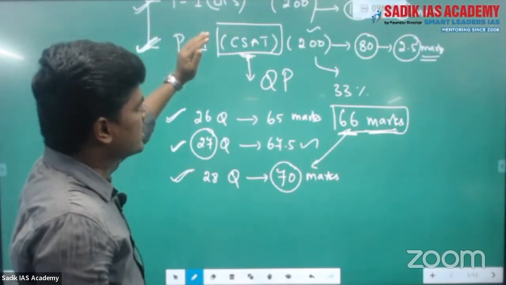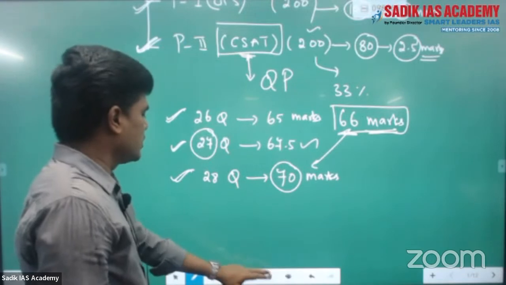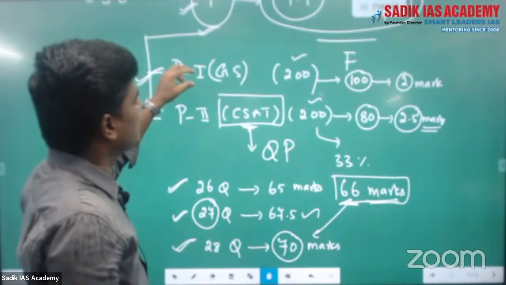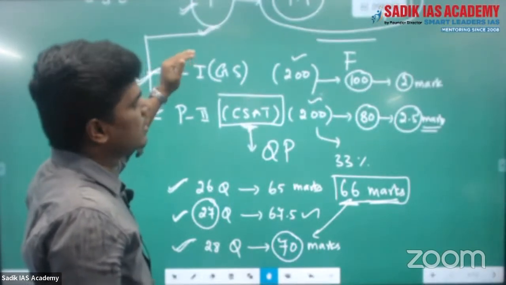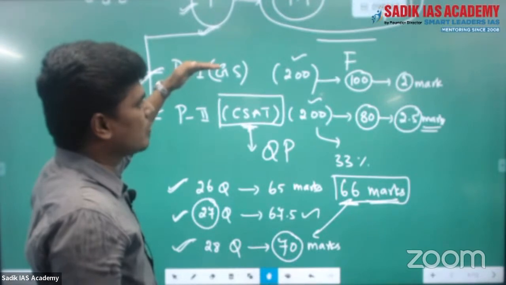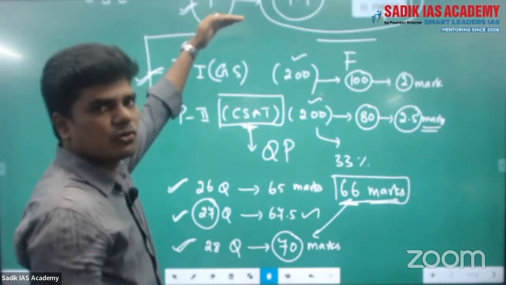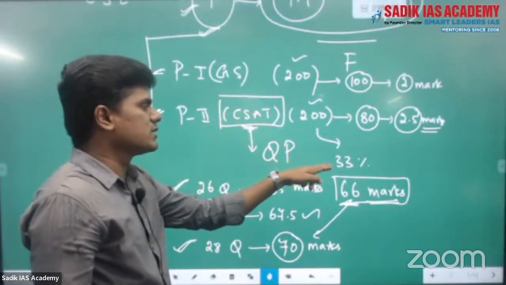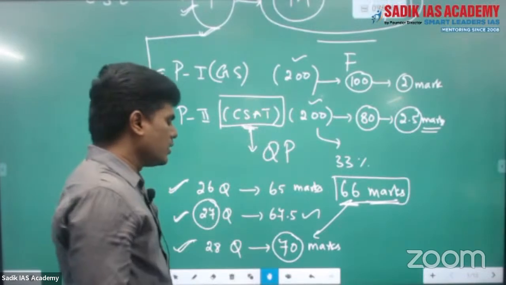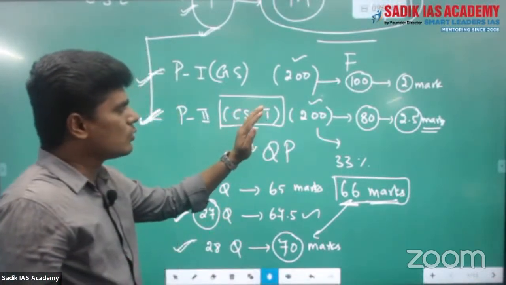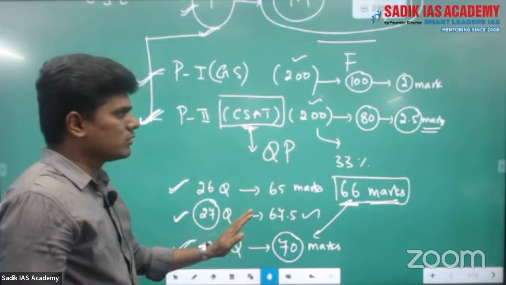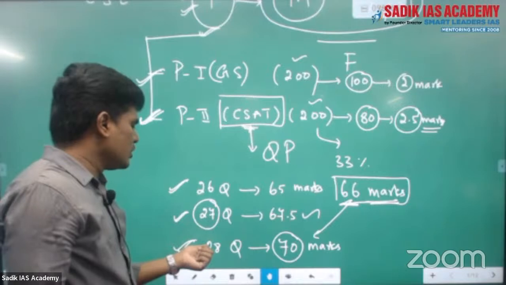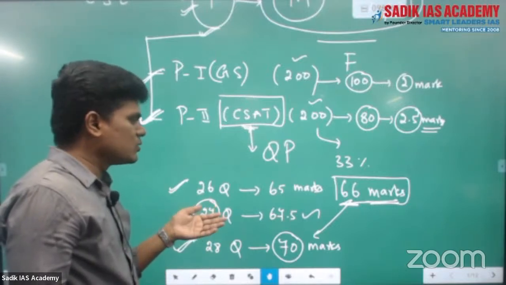And it is not considered for the cutoff. It will not be considered, and only paper 1 marks are going to be considered. Based on that only, they will allow you to the mains examination. So this is just to qualify. That means you have to get the pass mark, that is 33% of 200. So I have just said what the total mark is, how many marks you have to score, and how many questions you have to answer correctly. That means 27 questions is correct, it is okay.